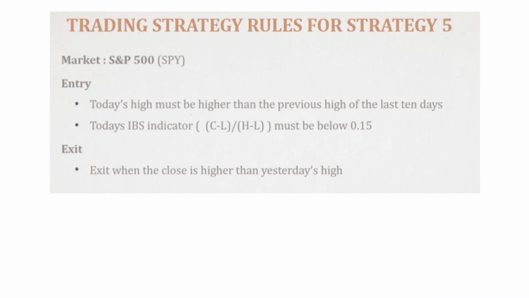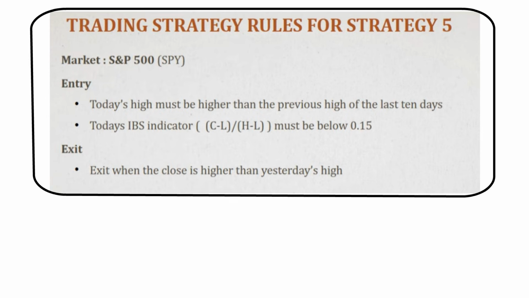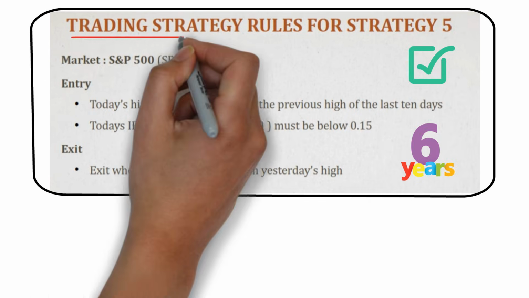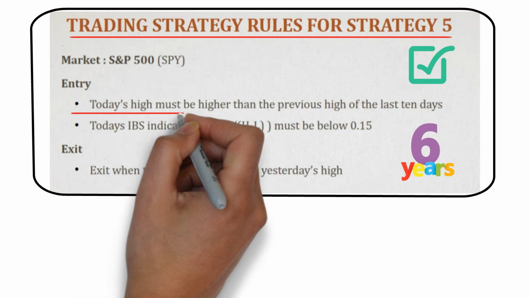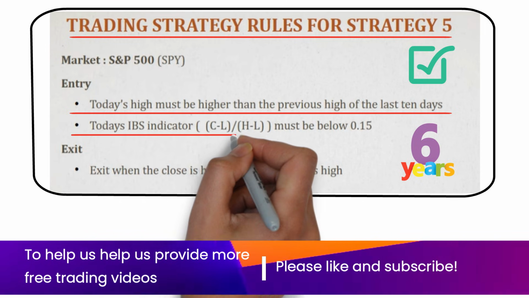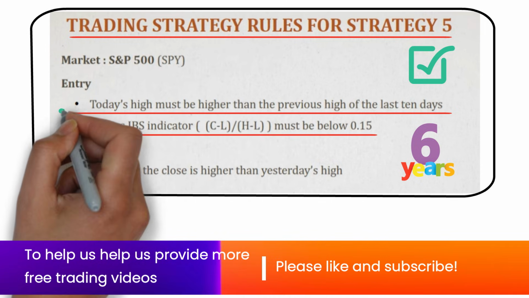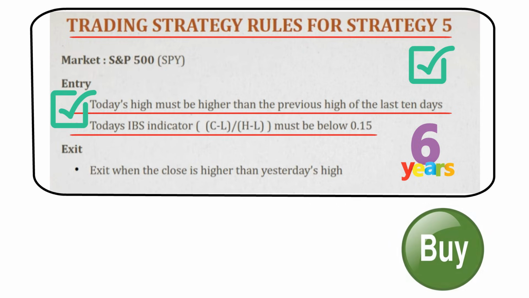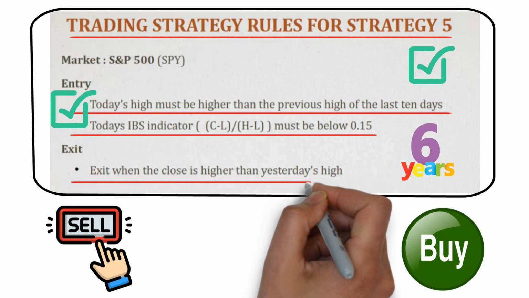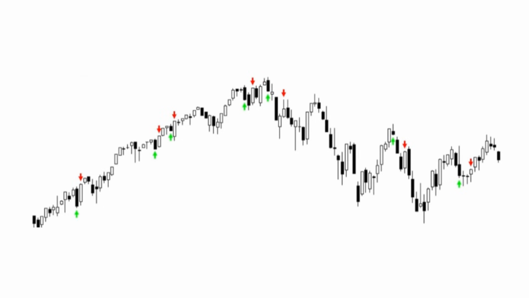Let's go to our last backtested and proven swing trading strategy. Our last strategy is somewhat different than the others. This is a strategy we made 6 years ago, and it has lately worked better than ever. The trading rules are very simple. Today's high must be higher than the high of the last 10 days, and the IBS indicator must be below 0.15. If both are true, we buy the close. We use the same sell signal as in all the 4 other strategies: when the close is higher than yesterday's high.